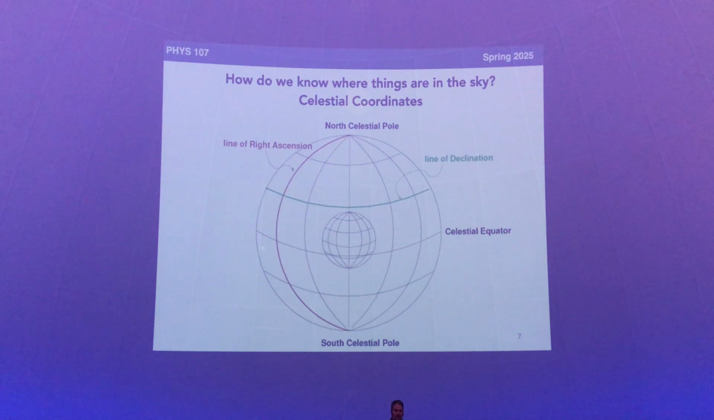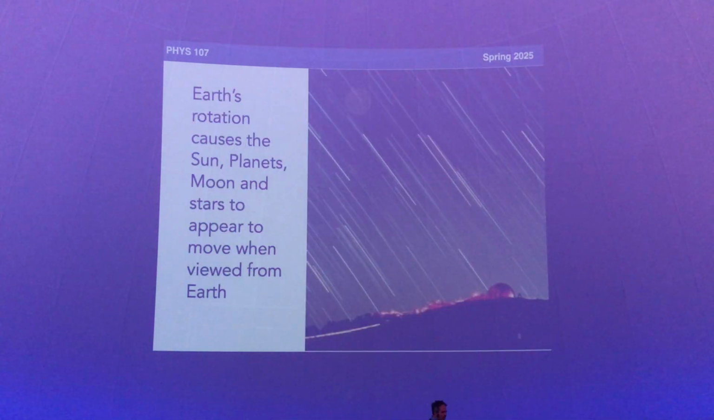And so, if there's a real competition happening, people blanked out the right ascension and declination until the last minute before it got published, because they didn't want somebody else to scoop them and go look at that position just before. But because everything rotates and we're basically rotating underneath, the sun, the planets, and the moon appear to move when viewed from Earth, right?